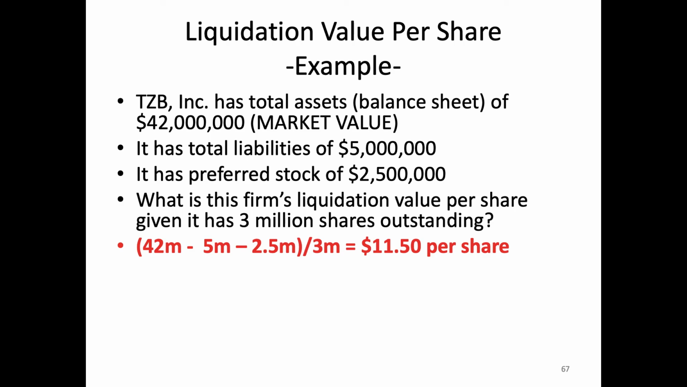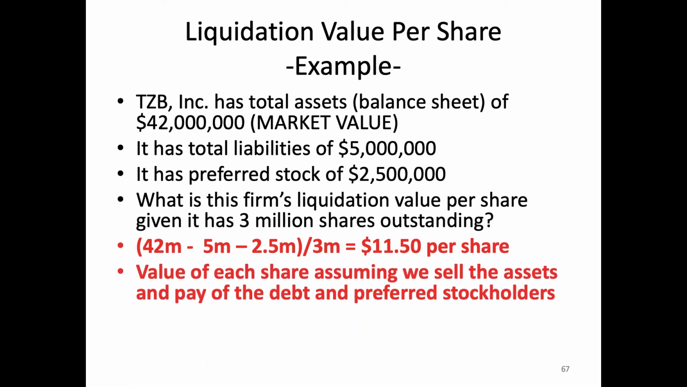So when we close our firm, we'd sell the assets for $42 million. We'd pay off the liabilities. We'd pay off the preferred stockholders' claim. And then we'd pay out $11.50 per share on the 3 million shares, and the firm could close its doors. So when they say liquidation value, it's suggesting they're going to close the company, pay off the debt and the preferred stock, and then in this case, they'd pay $11.50 on a per share basis. So a guy who owns 10 shares would get $115.